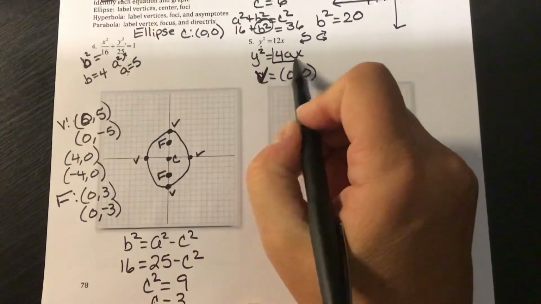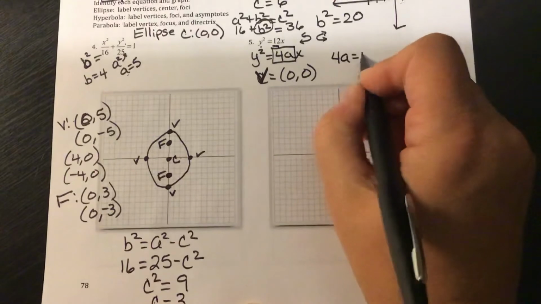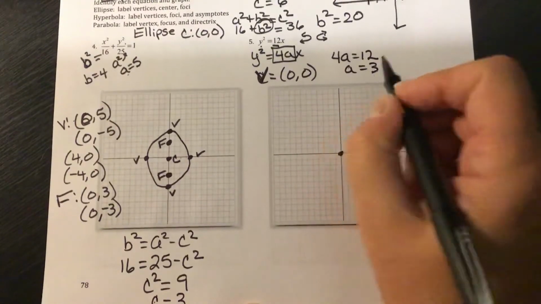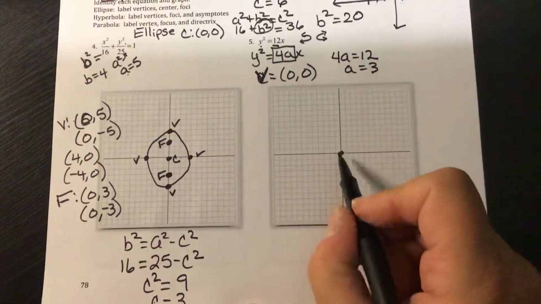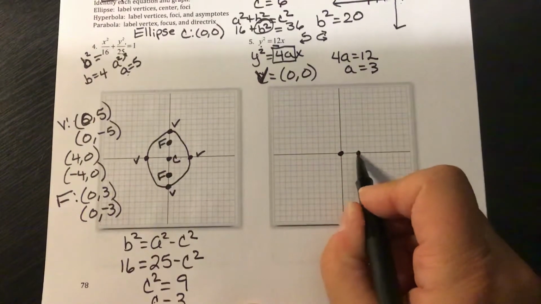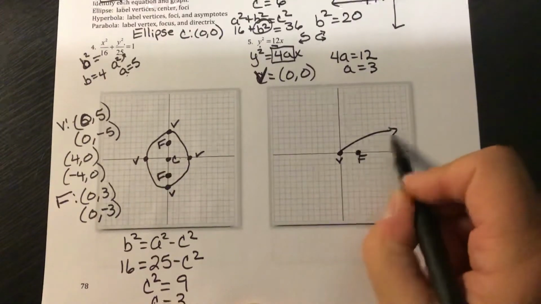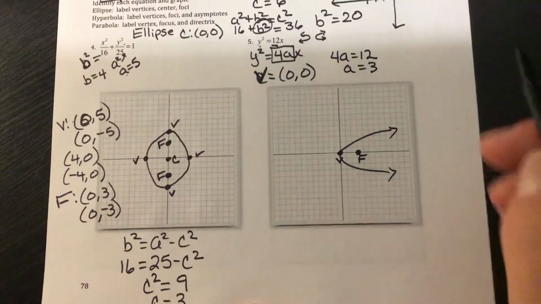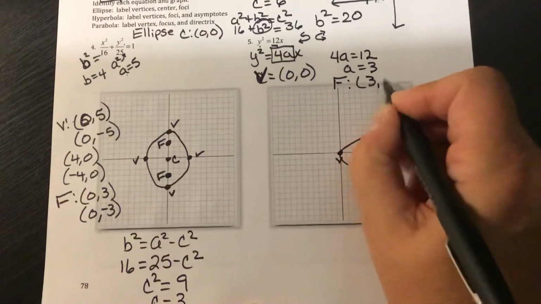And I know that this 4a has to equal 12. So if 4a is 12, a is 3. So that means I have a focus 3 units away from the center, and it's a positive 3, so I'm going to go in the positive direction. Vertex, foci, and it's going to open this way. And if I label that, my focus point is at 3, 0.